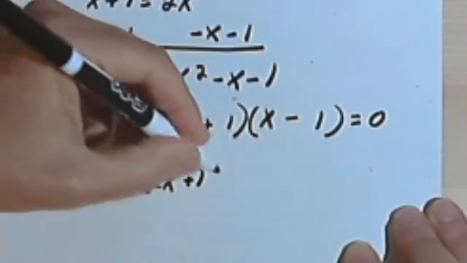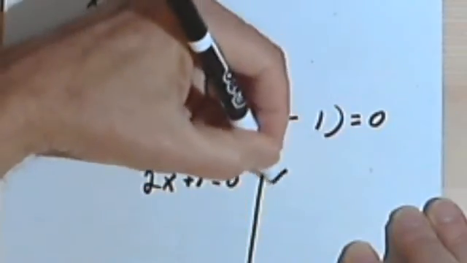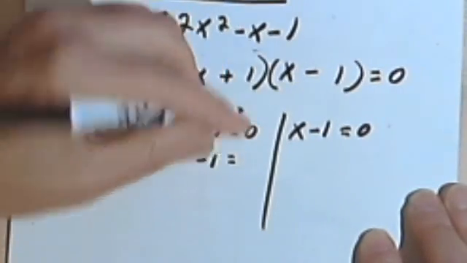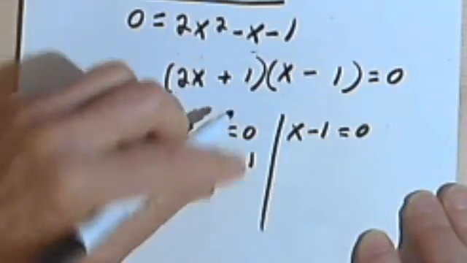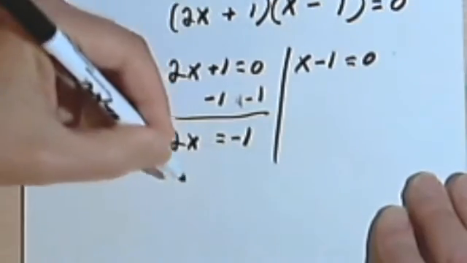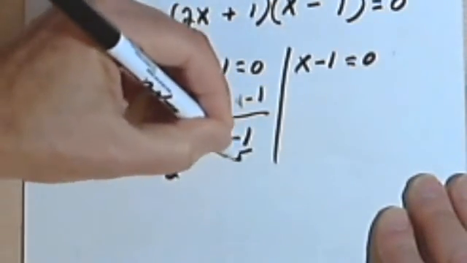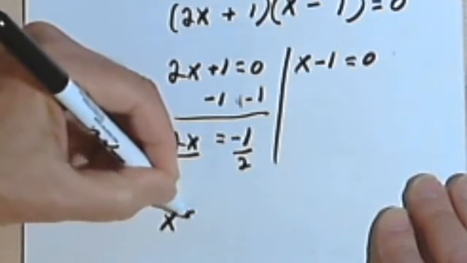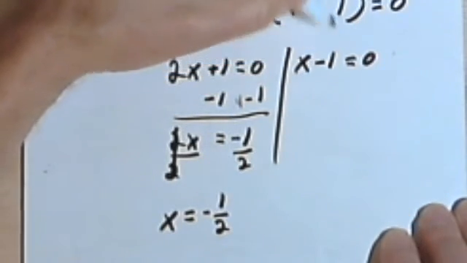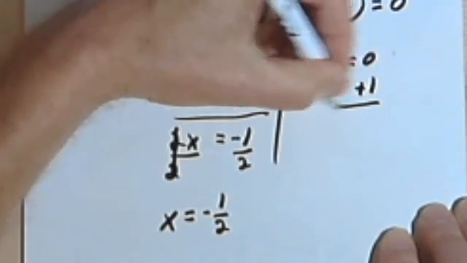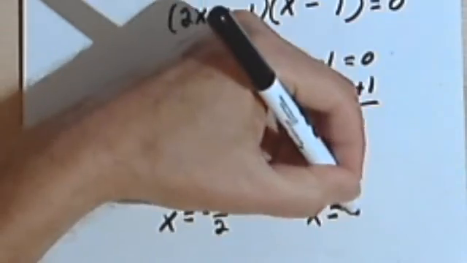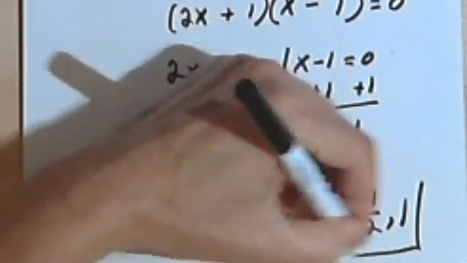So I get 2x plus 1 equals 0, and x minus 1 equals 0. So I'll subtract 1 from each side over here. And I'm going to get 2x equals negative 1. Divide both sides by 2. And I'm going to get x equals negative 1/2. For this equation, I'll add 1 to both sides. I'm going to get x equals 1. So my solutions are going to be x equals negative 1/2 and 1.